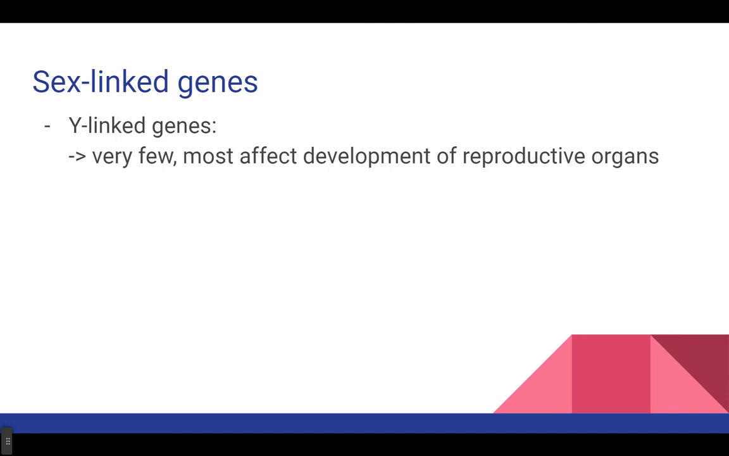Y-linked genes are genes located on the Y chromosome somewhere. There aren't very many of them. There are some, but it's a much shorter chromosome, so it just doesn't have as many genes. Many of them on the Y chromosome do affect the development of male reproductive organs.